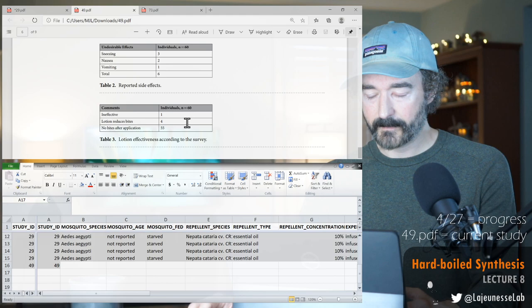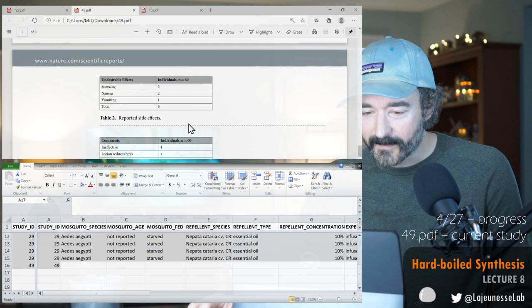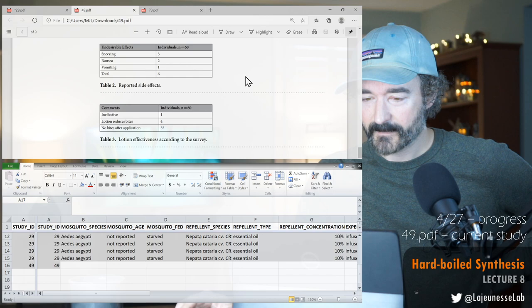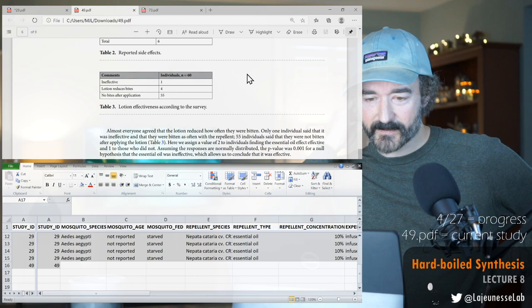Okay, so no results. We got a table here. Table 2 talks about reported side effects of lotion effectiveness according to the survey. Sneezing, nausea, vomiting. Okay, that's what's kind of weird. And in lotion ineffective, lotion reduces bites, no bites after application.